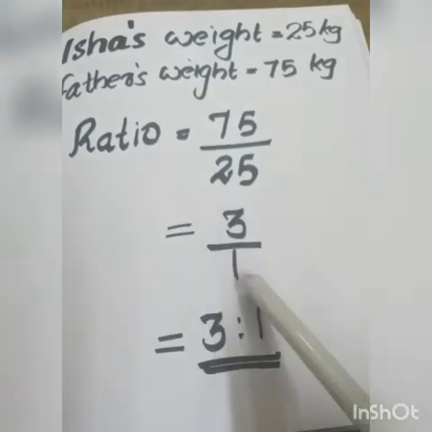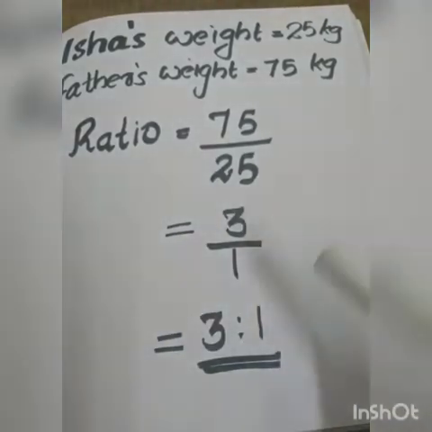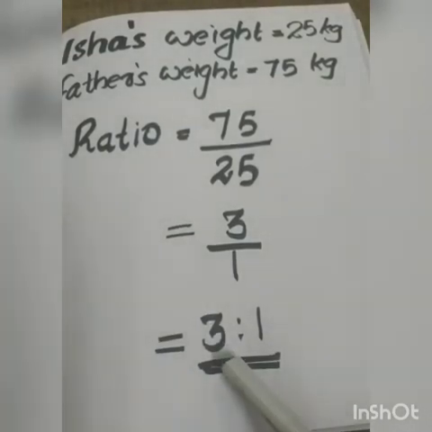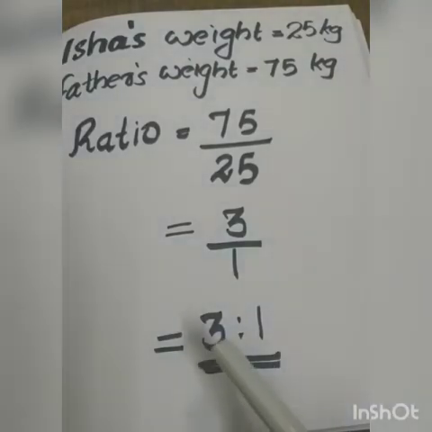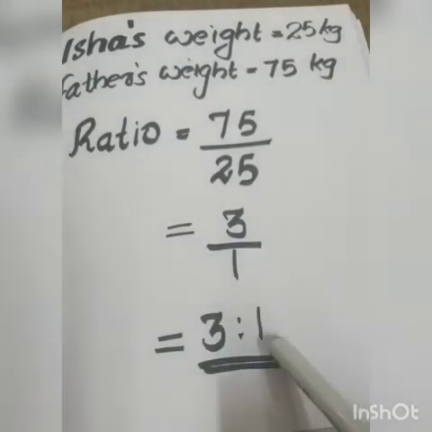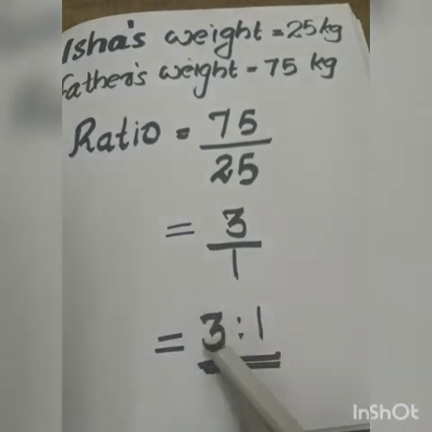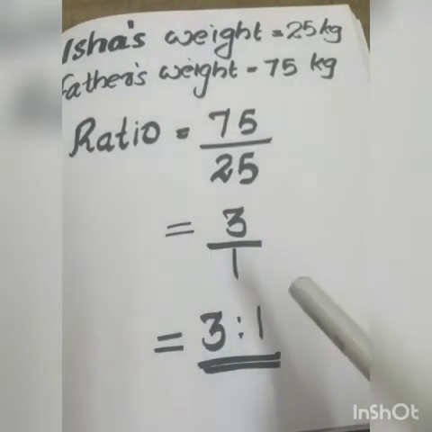3 by 1. Now using ratio, how will we write it? 3 is to 1. This is the symbol of ratio. These two dots are the symbol of ratio. So we read it as 3 is to 1. That is, the ratio of father's weight to Isha's weight is 3 is to 1. What does it actually mean?